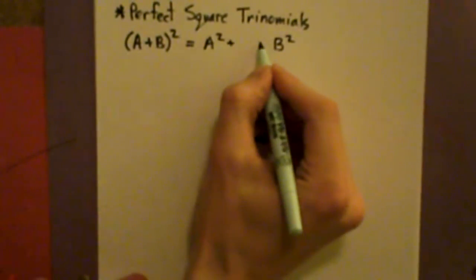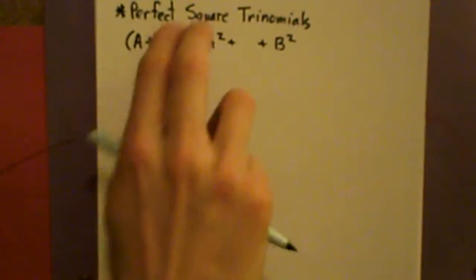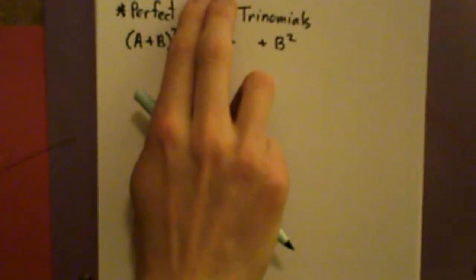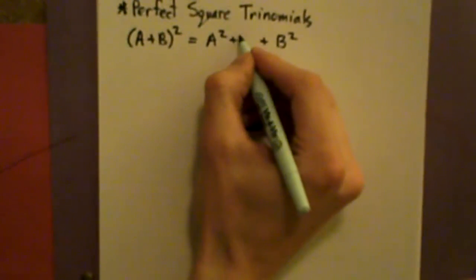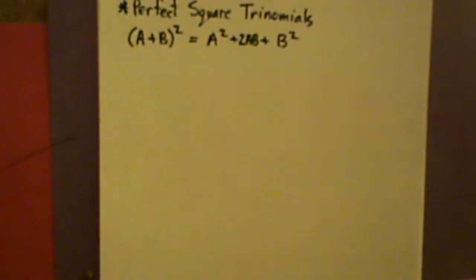But what's our middle term? Well, if we take our inner product, we have a times b. And if we take our outer product, we have a times b. So we have two a times b's. So our middle comes out to 2ab.